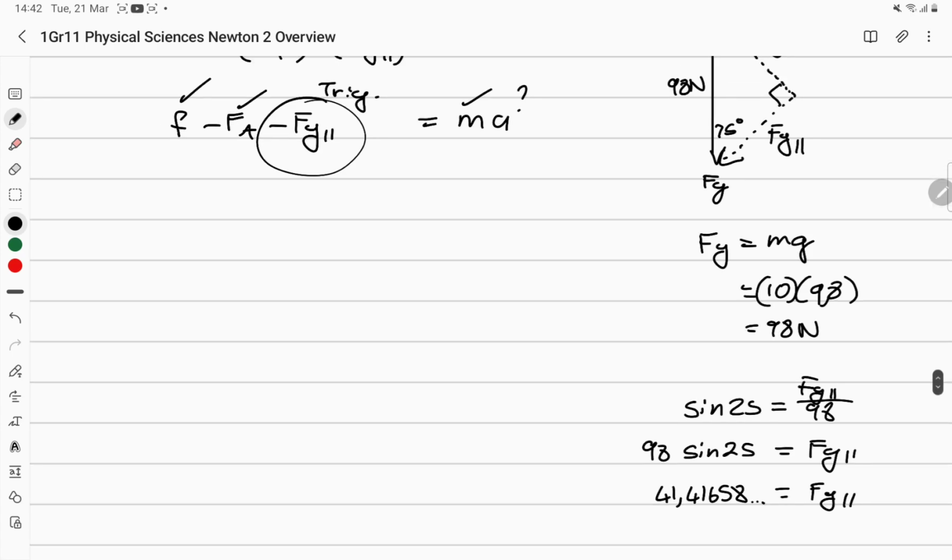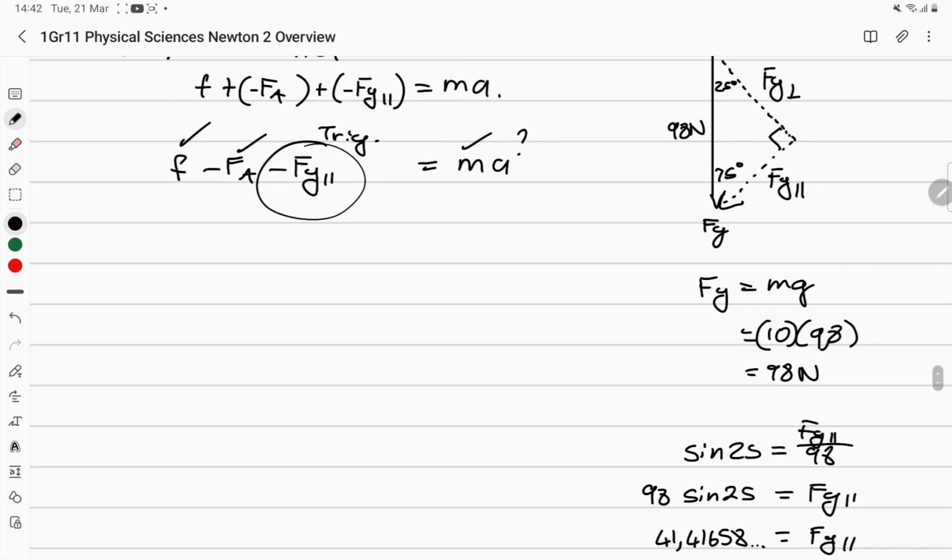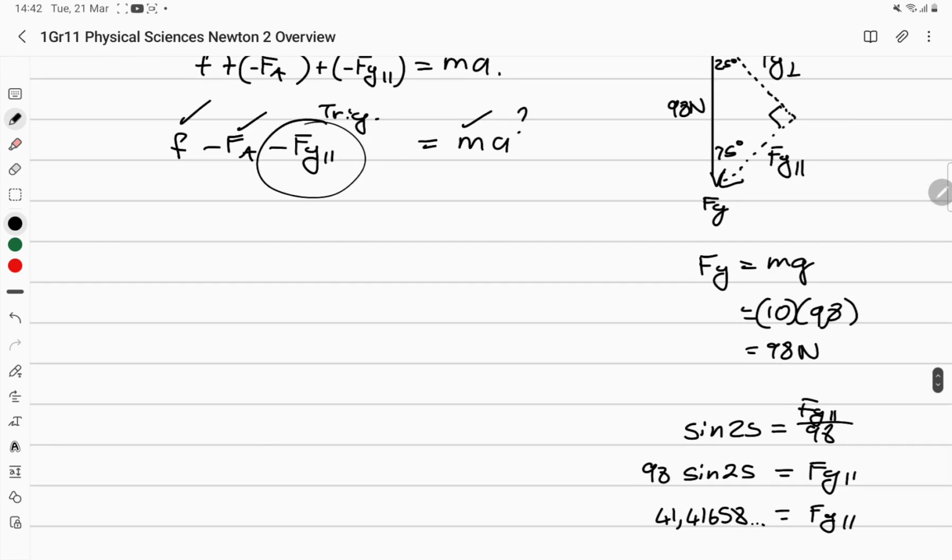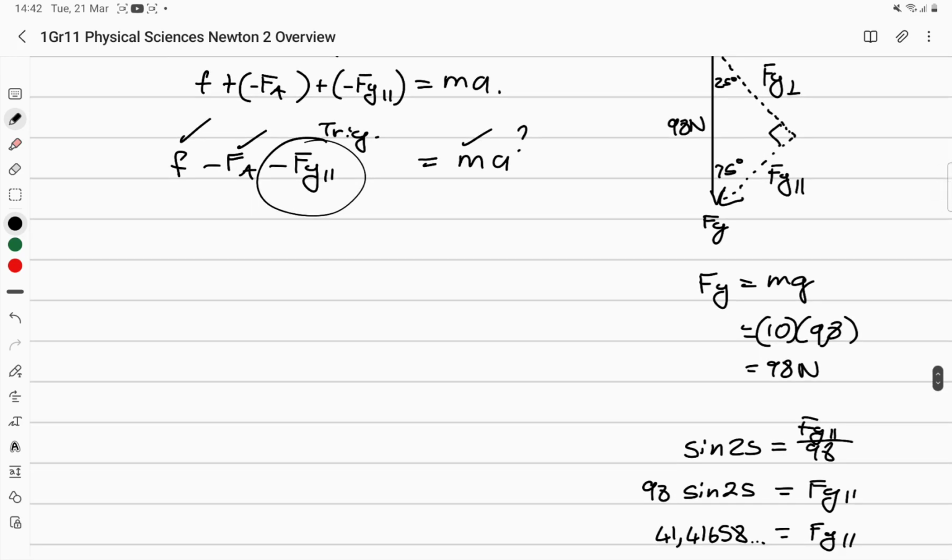So we then take this up here and substitute it in. But let's just say you are really good at this and this is actually beneficial for your future, but this FG parallel, we can just directly from here figure it out.